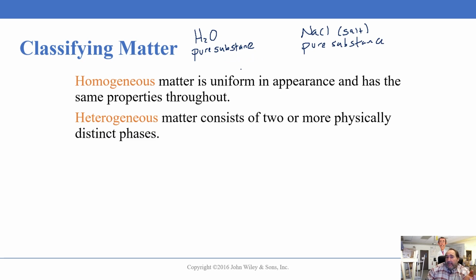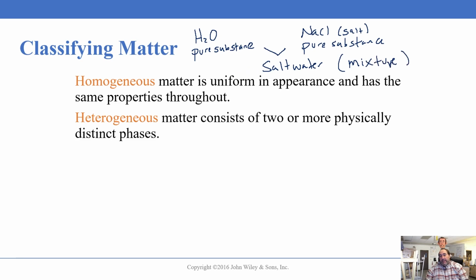If we took gold by itself, pure substance. We took some iron by itself, pure substance. We took sand by itself, pure substance, whatever it may be. Now, when we take two or more pure substances and actually put them together, and let's just say here we made salt water, putting those two together, that is what is known as a mixture.